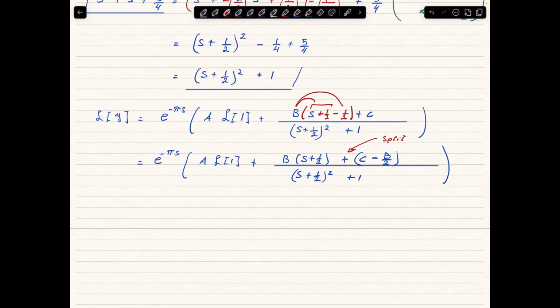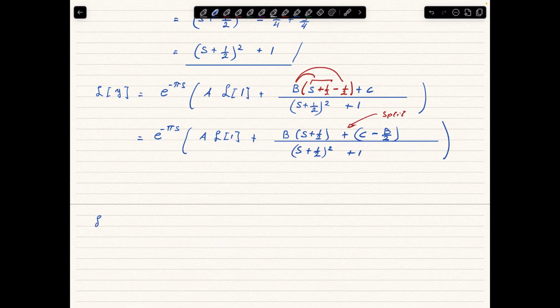And we end up with this very nice formula, which is the Laplace transform of y is equal to the exponential of minus pi s, as always, is still there. Then we have the Laplace transform of 1, which is always there. And now we have two terms, because I split that fraction into b times (s plus 1/2) over (s plus 1/2) squared plus 1, and then plus the other term, which is c minus b over 2.